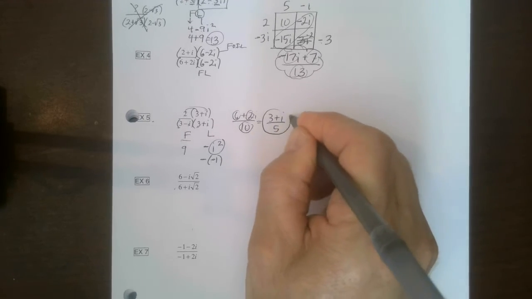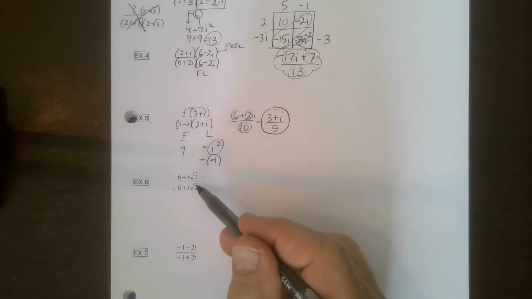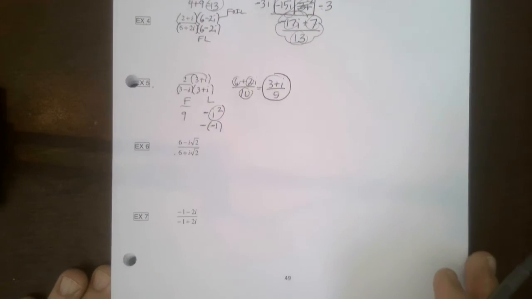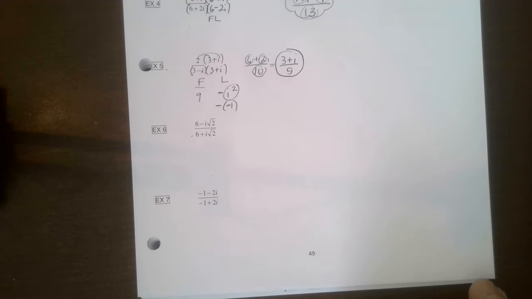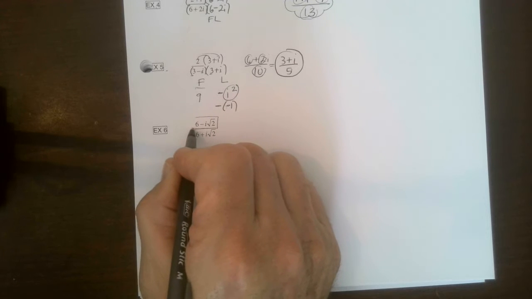And this would be considered the most simplified answer. Okay? Now I'm going to do one of these two. Anybody want to pick one? Pick one? Okay, I agree with you. Number 6. So I do not want to concentrate on the numerator.